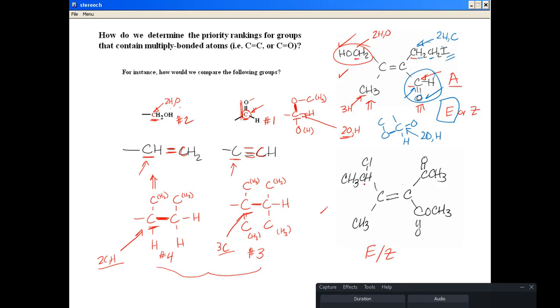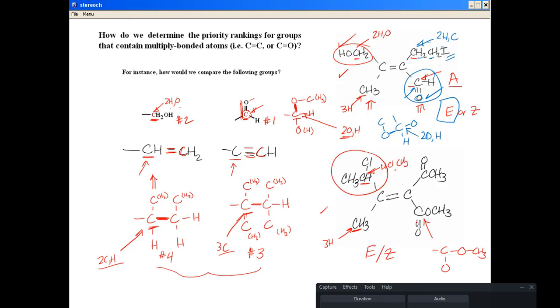So we've got carbon versus carbon, tie. So I'm going to say what's attached to this carbon right here? An H, a Cl, and a CH3. What's attached to this carbon? 3 H's. That one wins all day long. What do I have here? I have a C with the O and with the OCH3 here.